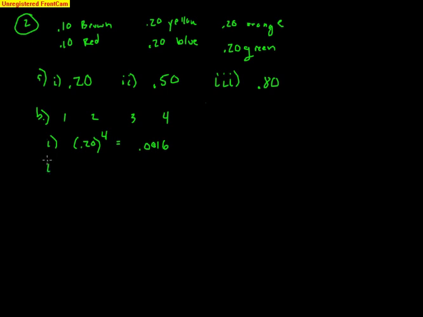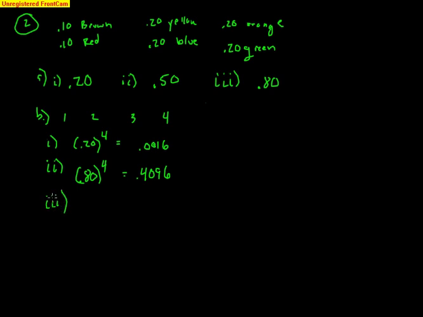The second question here dealt with none are green. So 20% are green. So none are green would be 80%. And I need that to happen 4 times. So I need no green, no green, no green, no green. Or 80%, 80%, 80%, 80%. So 0.8 raised to the fourth is 0.4096. Okay?